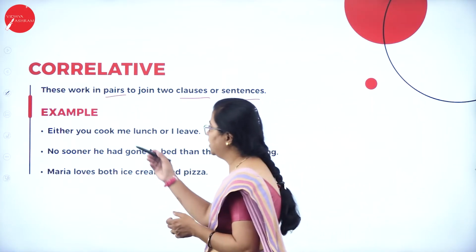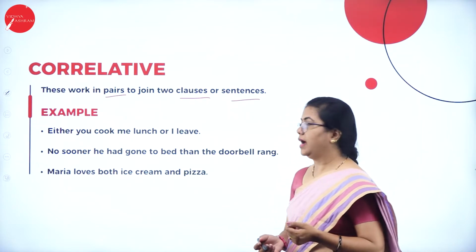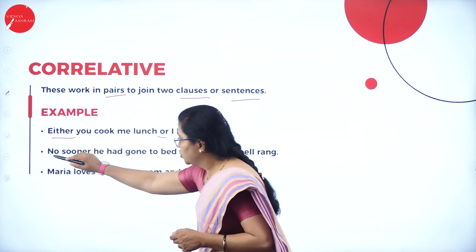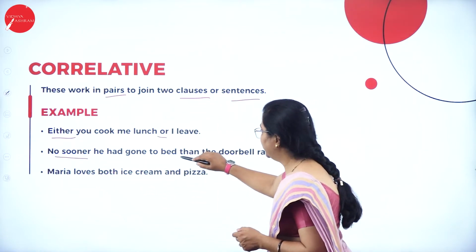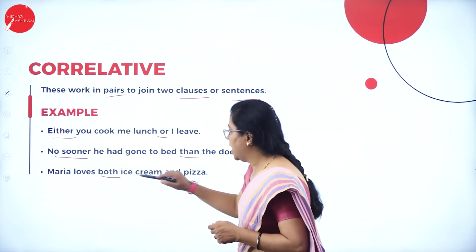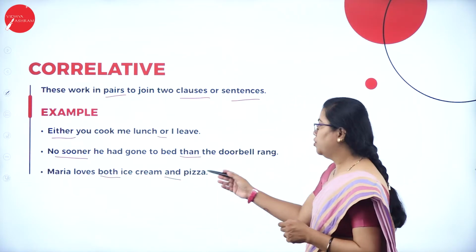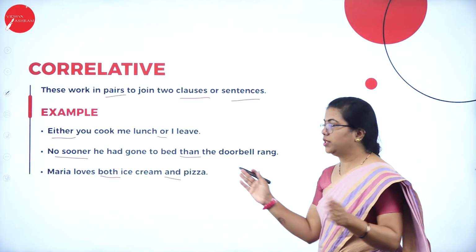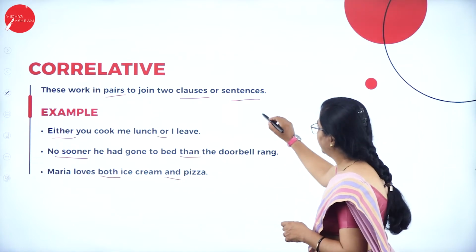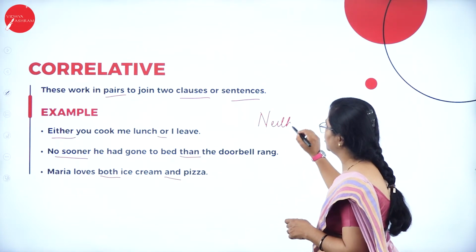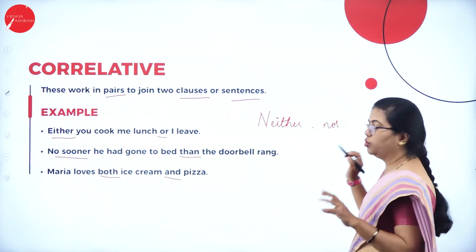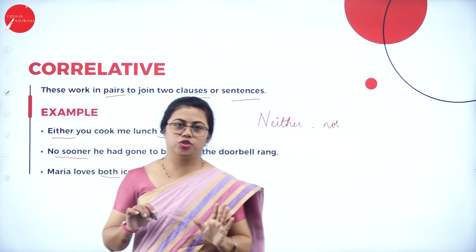Here you can see: either you cook me lunch or I leave. Either or. Fine. No sooner had he gone to bed than the doorbell rang. Maria loves both ice cream and pizza. So ice cream and pizza are both combined by using this both and. No sooner than, then either or. Like this you have neither nor also. You break it into two different conjunctions, but they are always used in pairs.